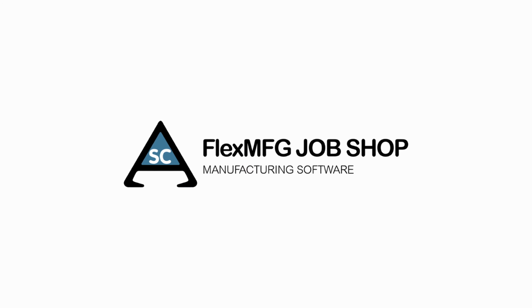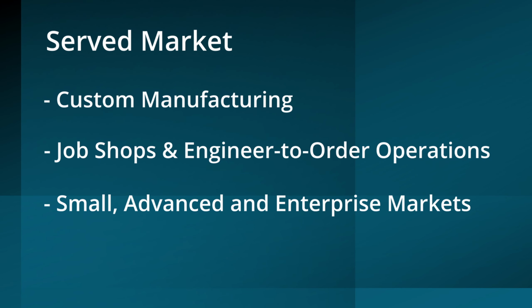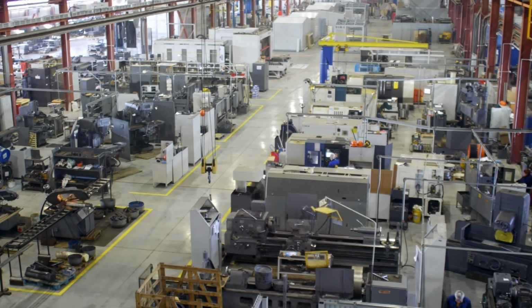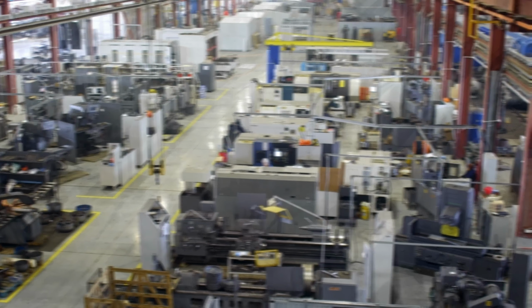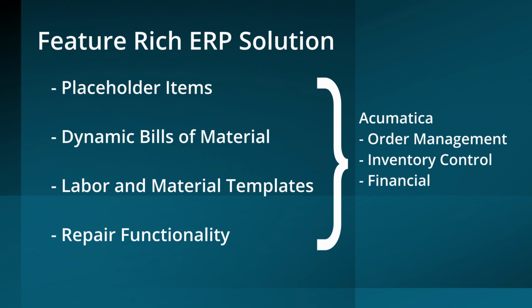Flex MFG JobShop by ASC is an ERP solution tailored to the specific needs of the custom manufacturing industry. By extending Acumatica's kitting and distribution capabilities, Flex MFG JobShop is able to offer placeholder items, dynamic bills of materials, labor and material templates, and repair functionality that incorporates seamlessly into Acumatica's order management, inventory control, and financial modules.